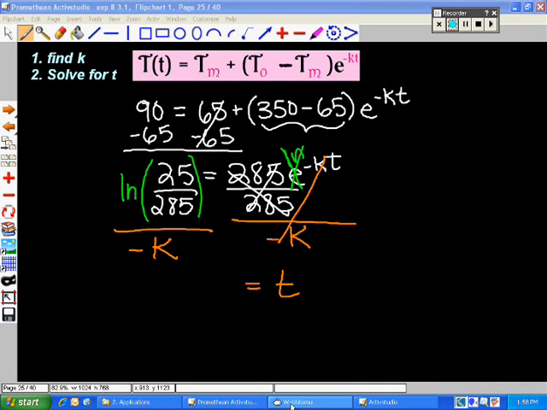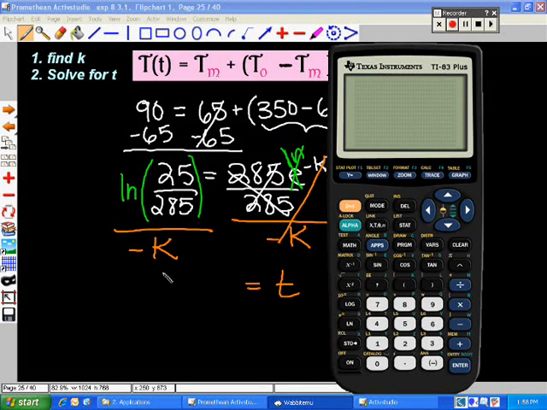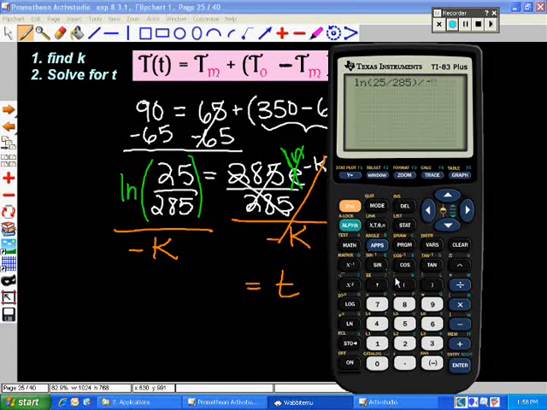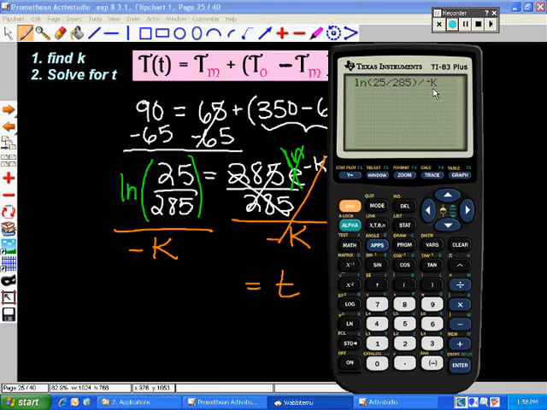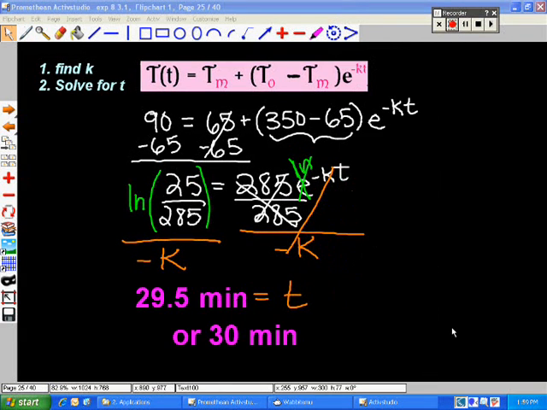Okay, so now we can type this into our calculator. Remember, k is a number that we found. So let's go ahead and type this in. Natural log 25 divided by 285, close parentheses, divided by negative the k that we found. So I type in k. Remember, I stored that number. Make sure you use the correct number for k. And I get t equals 29.58 or 29.59 as our answer. So my final answer to this problem is 29.5 minutes or 30 minutes.